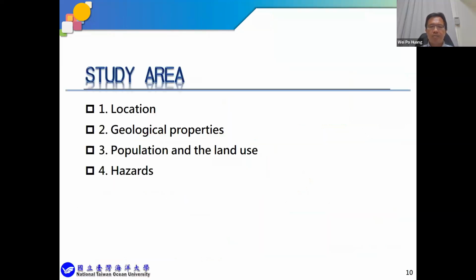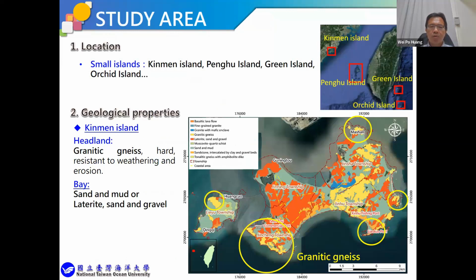Next, let's explore the environmental characteristics of study areas. We will concentrate on three islands, namely Kinmen, Green Island, and Oki Island today. Let's begin with Kinmen. Kinmen Island is situated off the southeastern coast of China within Taiwan's maritime domain, and carries a rich historical tapestry shaped by its strategic location.